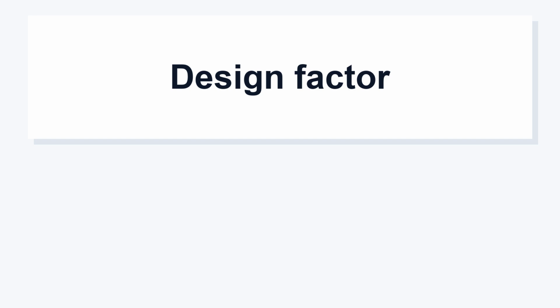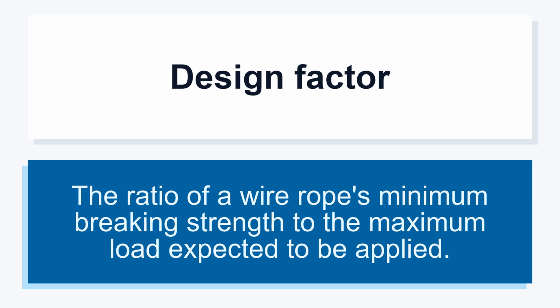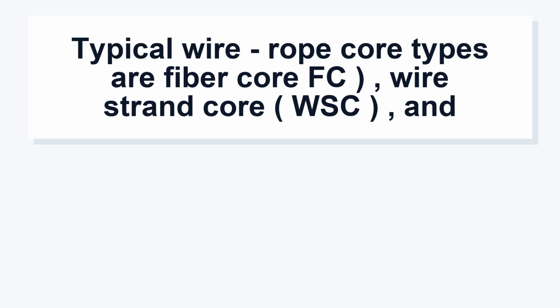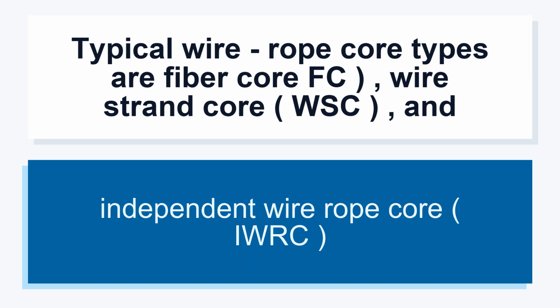Design factor. The ratio of a wire rope's minimum breaking strength to the maximum load expected to be applied. Typical wire rope core types are fiber core FC, wire strand core WSC, and independent wire rope core IWRC.